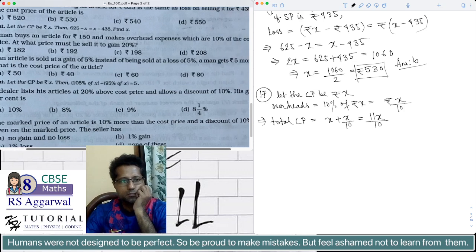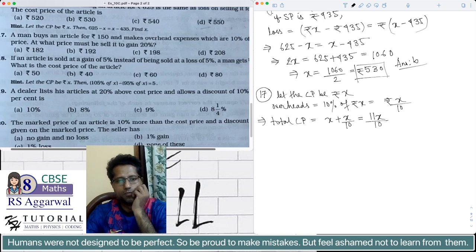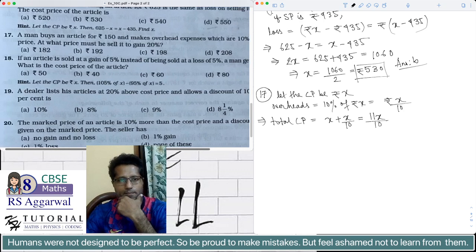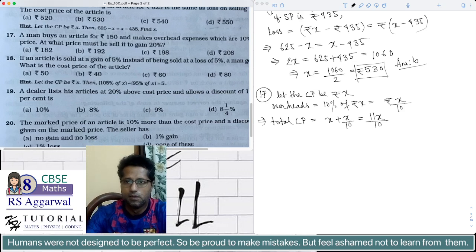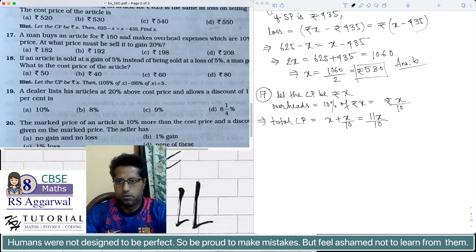A man buys an article for rupees 150. So a man buys an article for rupees 150 means the cost price of the article is already given to be rupees 150, and makes overhead expenses which are 10% of the cost price. So it is already given.